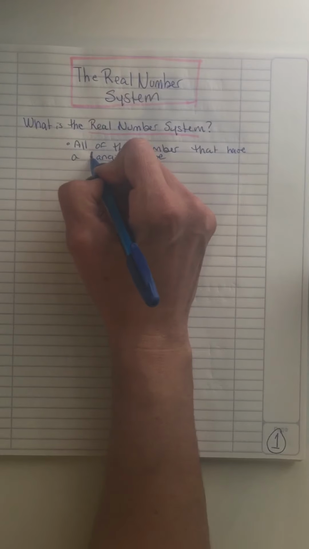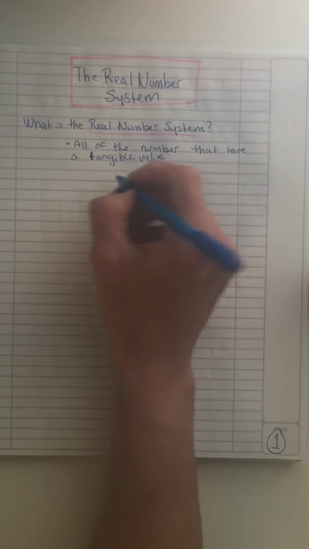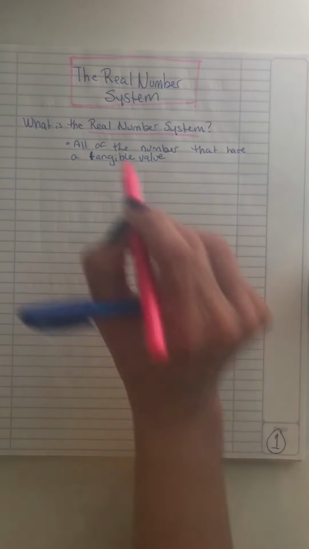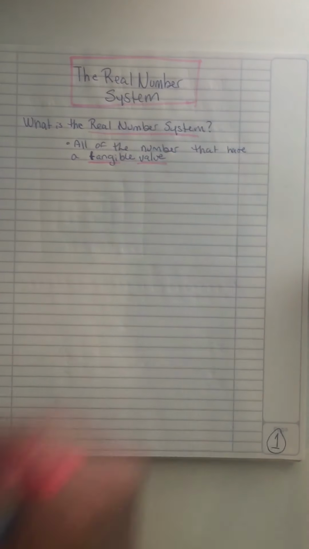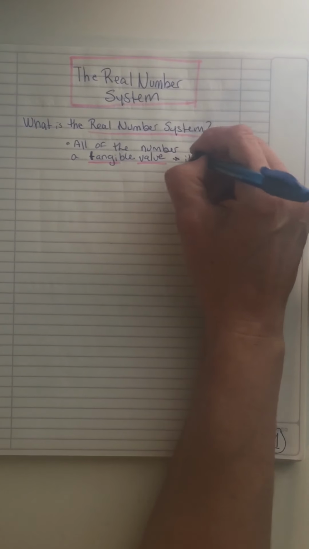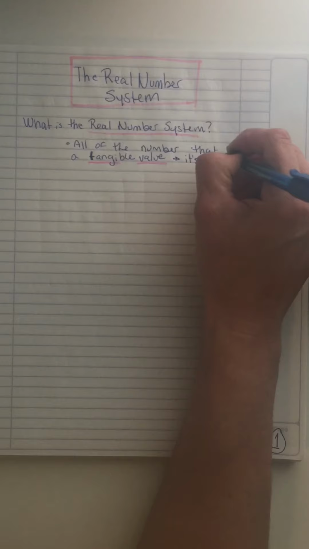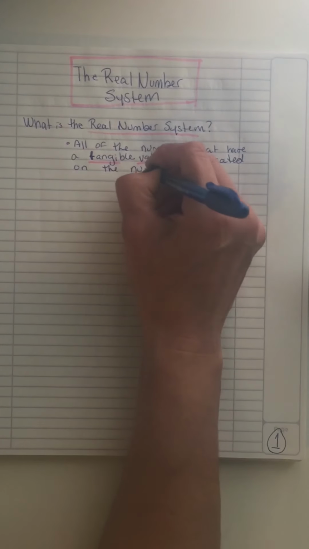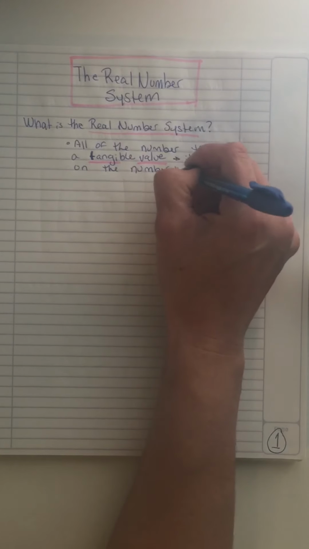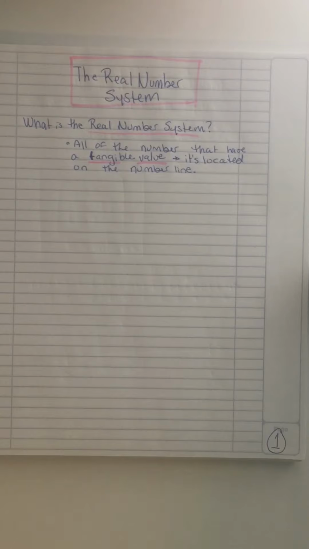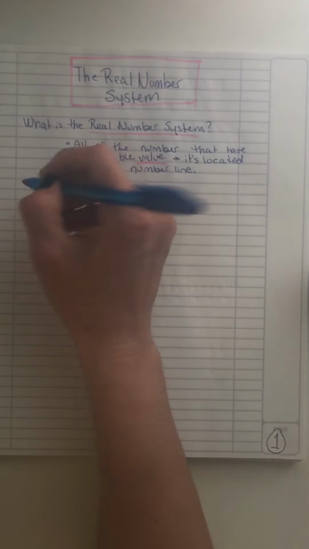And tangible, when you say something's tangible, it means something you can touch. And so here, in terms of real numbers, what they mean when they say tangible value is that it's located on the number line. It exists on the number line. Okay? So let's talk about the different numbers within the real number system.